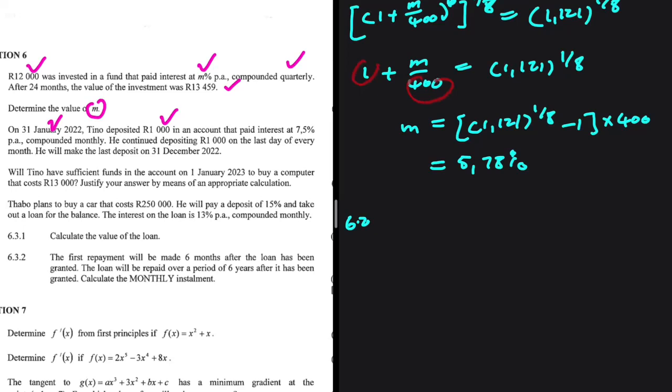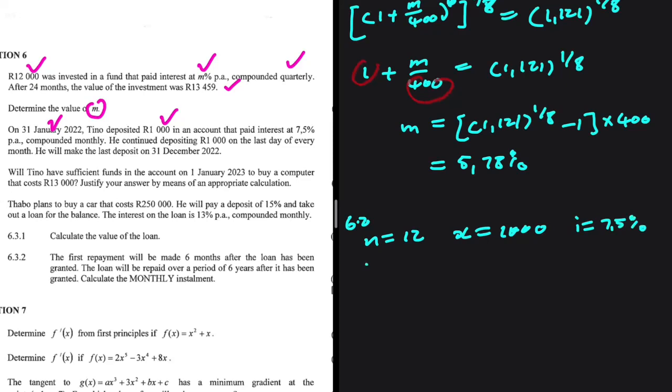Let's make sense of our situation. So the first deposit is on the 31st of Jan, and the last deposit will be on the 31st of December. So that is 12 deposits, our value of n. So we have n being equals to 12. We have our monthly installments or our monthly savings being equals to 1,000. What is another piece of information we have? We have the interest, which is equals to 7.5% compounded monthly.